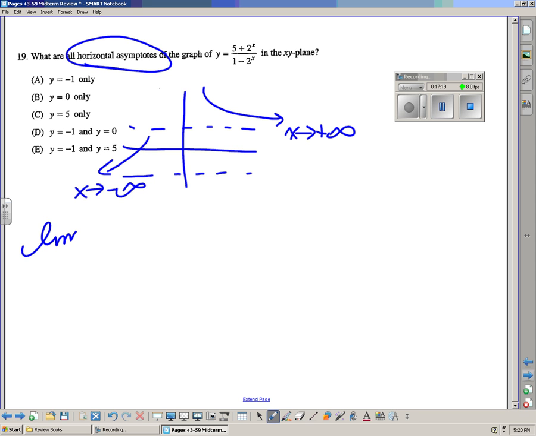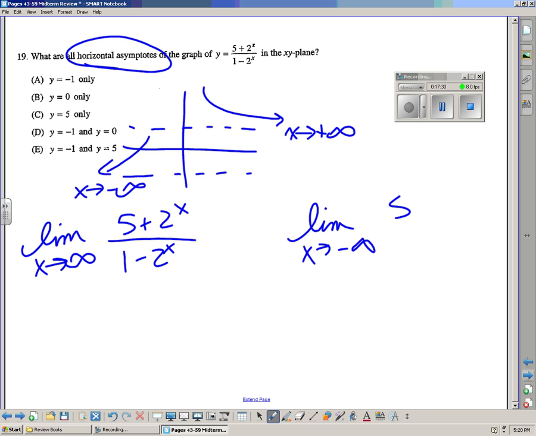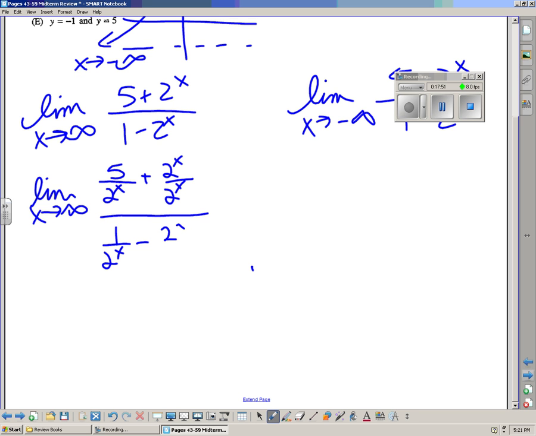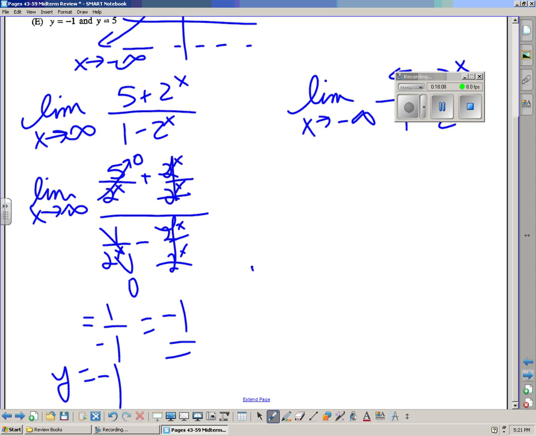And so we have to really consider two limits. We have to consider the limit as x goes to infinity, and we have to consider the limit as x goes to negative infinity. Well, the limit as x goes to infinity, 2 to the x is getting huge. So what I like to do is divide all the terms by the thing that's getting huge in the denominator, which is 2 to the x. We get 5 over 2 to the x plus 2 to the x over 2 to the x, over 1 over 2 to the x minus 2 to the x over 2 to the x. So if we take a look at what happens here, these 2 to the x over 2 to the x become 1s. And these other guys go to 0. So we end up with 1 over negative 1, which is negative 1. That is one of our horizontal asymptotes, in fact, the one that's going to the right.